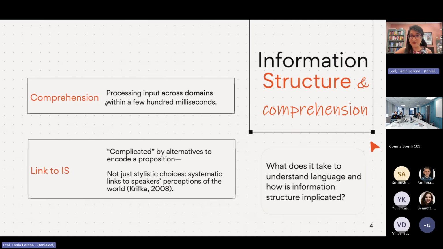It tells us whether something is being presented as new information or as given information. And this is not just a matter of style. As Krifka reminds us, these distinctions systematically reflect how speakers perceive and organize the world around them.